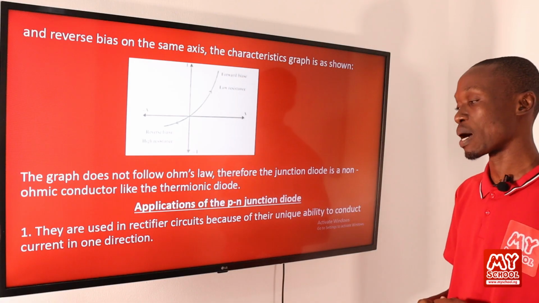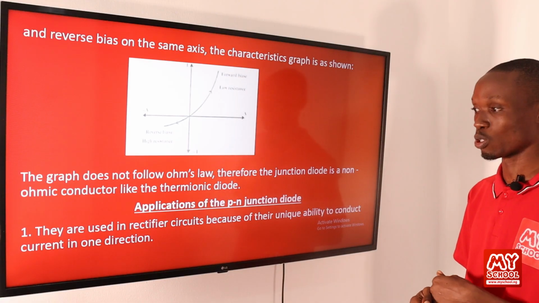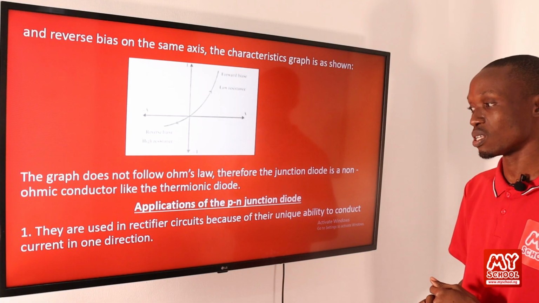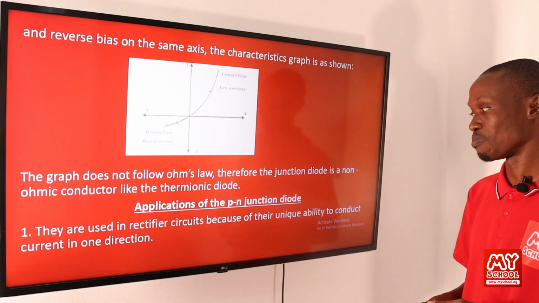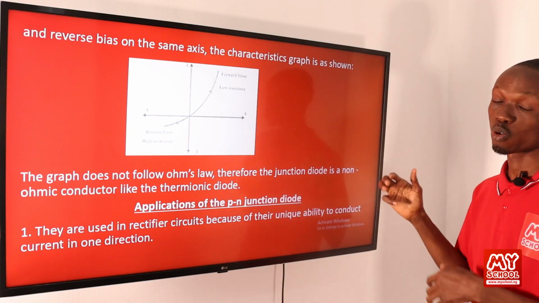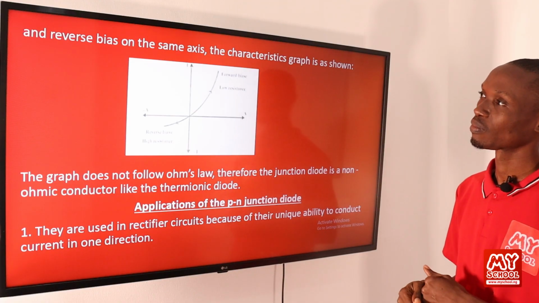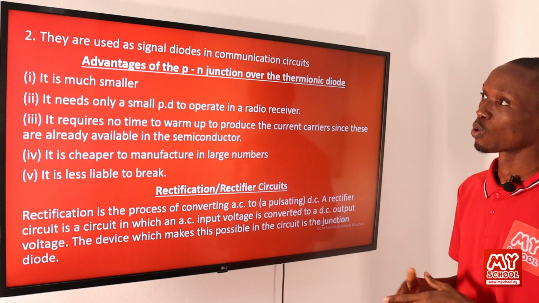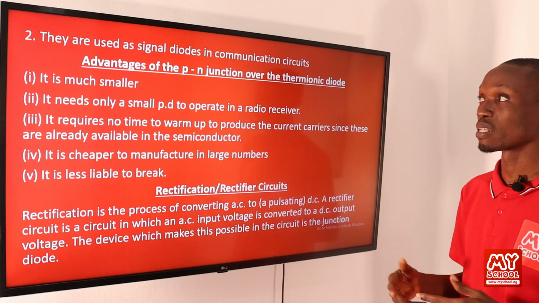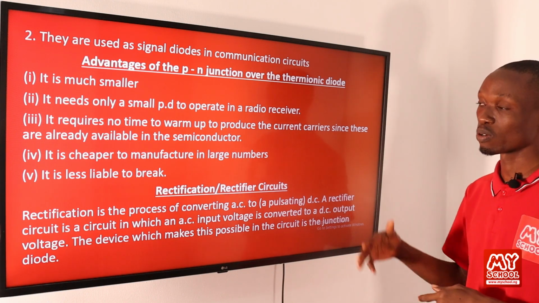Now let's talk about the applications of the p-n junction diode. One, they are used in rectifier circuits because of their unique ability to conduct current in one direction. Two, they are used as signal diodes in communication circuits.